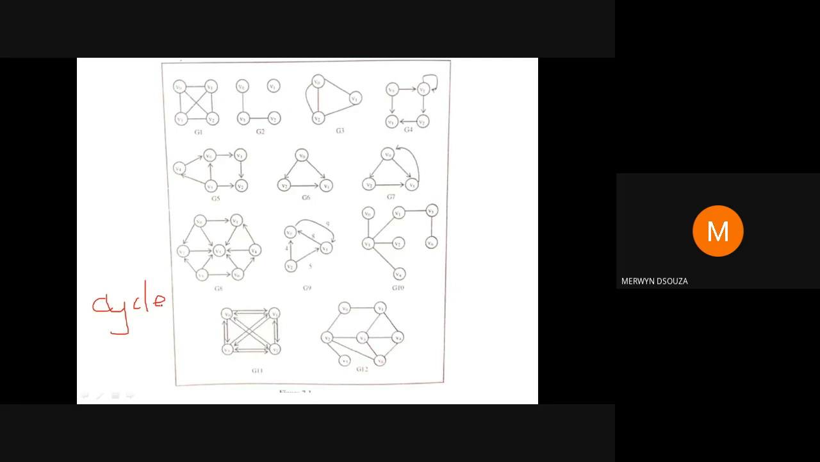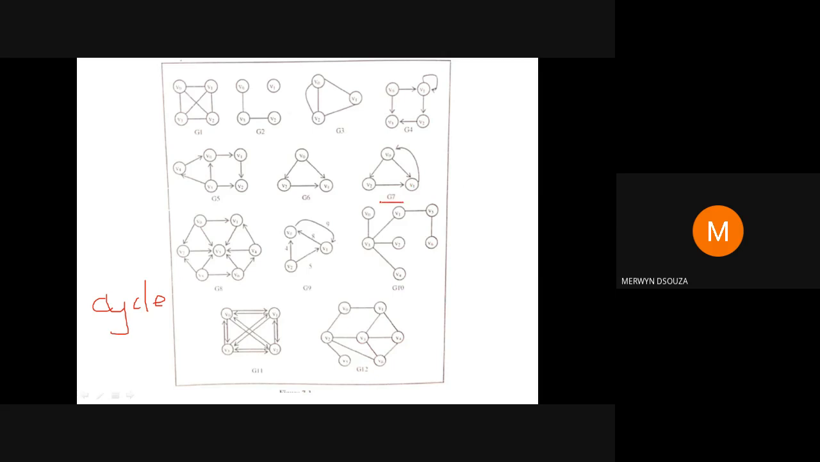So in a digraph, a path u1, u2, ..., un minus 1, un will be called a cycle if it has at least 2 vertices and the first and the last vertices are the same. You can look at the graph G7 here.